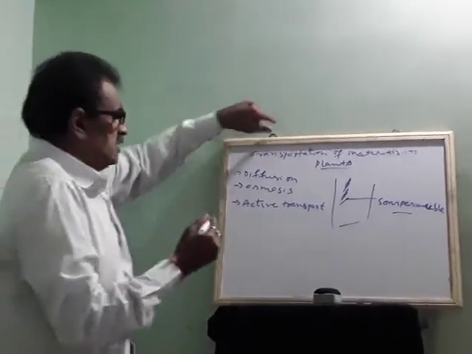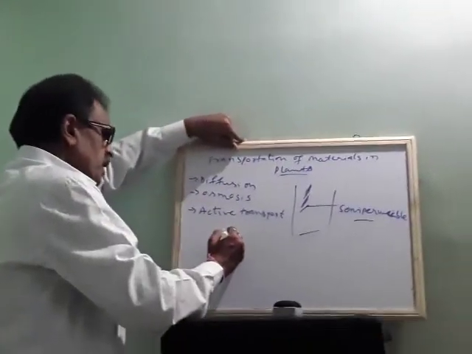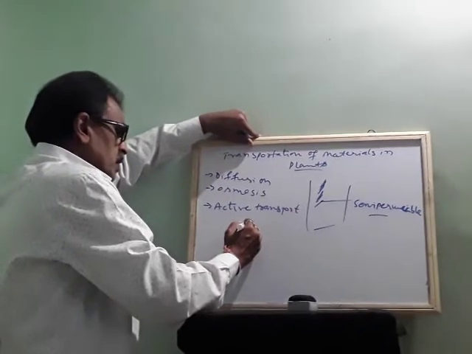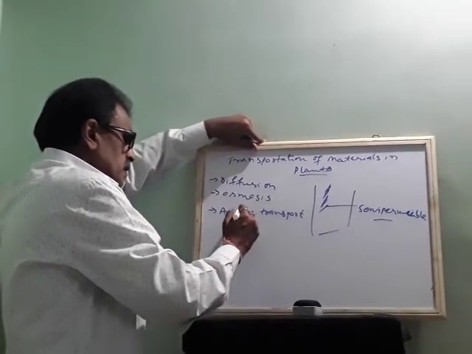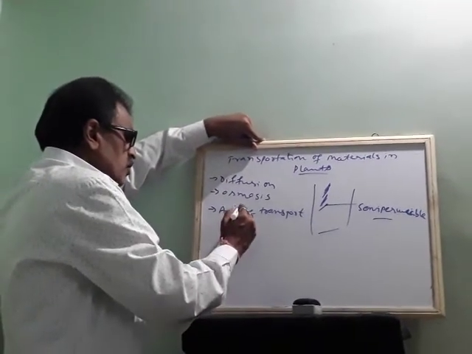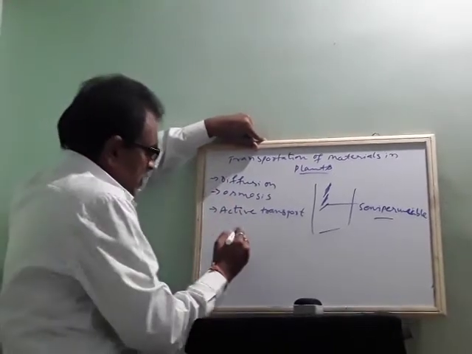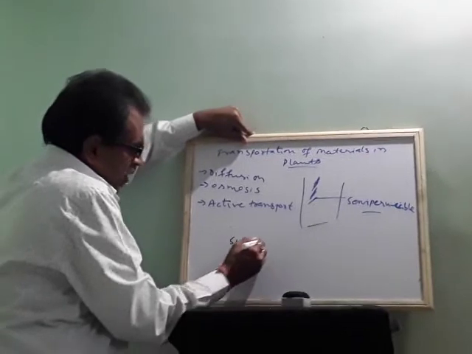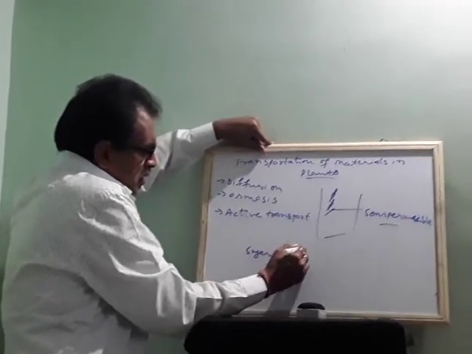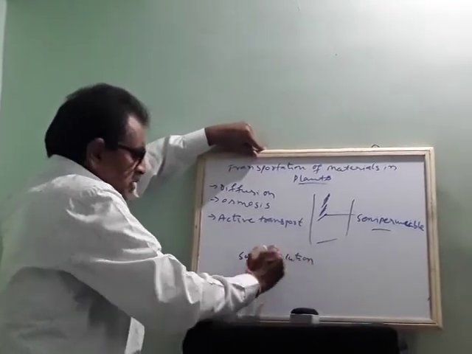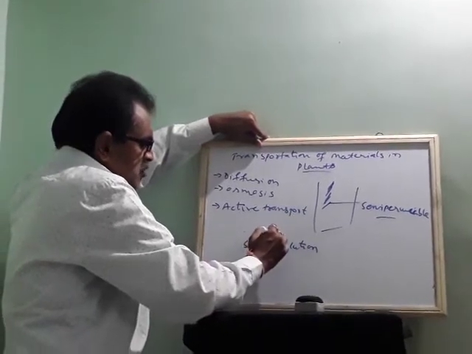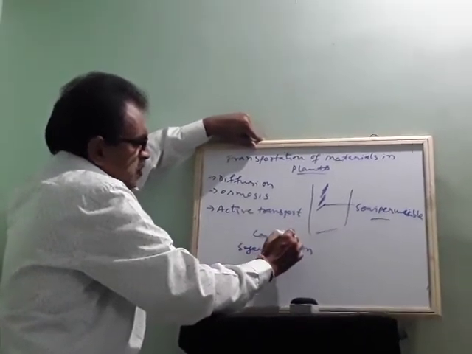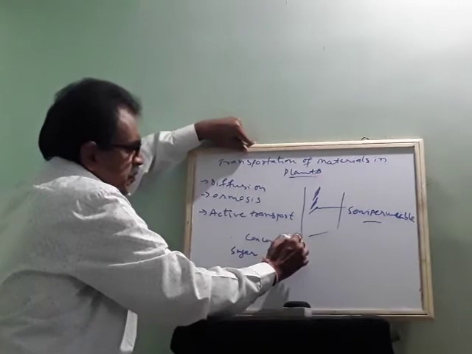Suppose I will give one nice example. I will give an example of sugar solution. Sugar solution is concentrated, correct? It is highly concentrated. Means it is very sweet in nature. Sugar solution is sweet in nature.